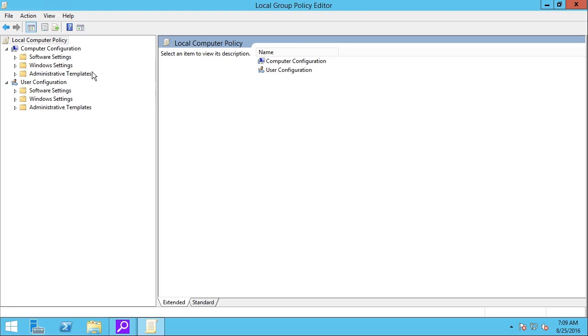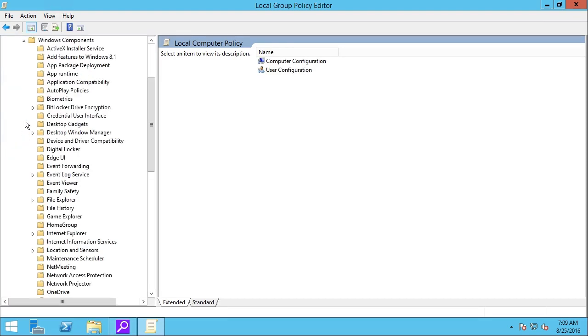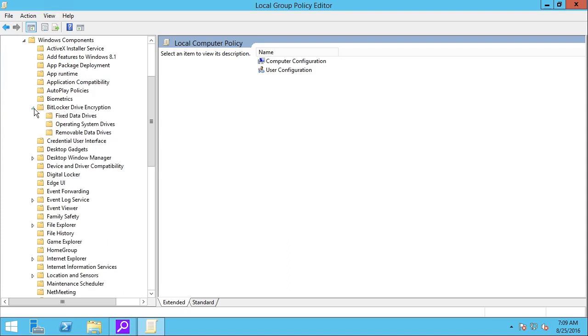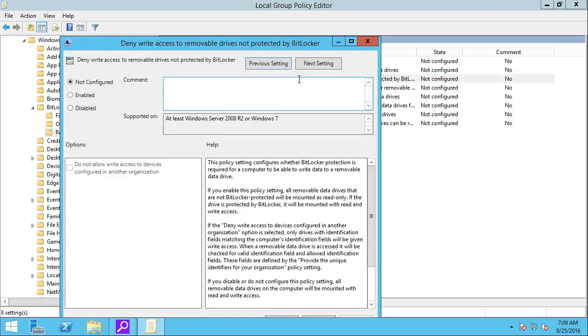For example, under computer configuration in the left-hand navigator, I'm going to expand administrative templates, and under there, I'm then going to open up Windows components, and I'm going to look at BitLocker drive encryption. Now, in the Windows world, BitLocker allows us to encrypt entire disk volumes. So when I expand BitLocker drive encryption, I can see fixed data disks, operating system disks, and what we're looking for, removable data drives. Now, when I select removable data drives on the right, I get a handful of settings. For example, one of them is to deny write access to removable devices that aren't protected by BitLocker encryption.